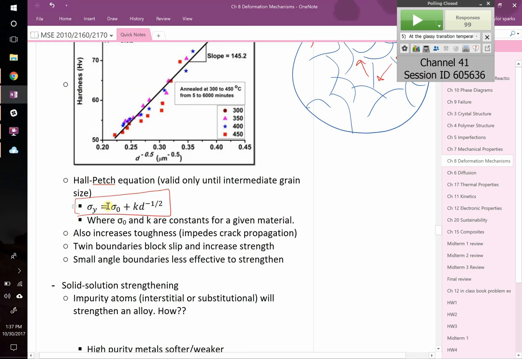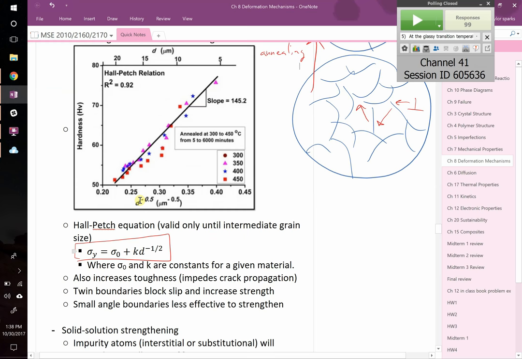Yeah, question? You said d was the grain size. d is the grain size, that's correct. Other questions I can answer about this Hall-Petch equation? It's one of these famous materials science equations you use a lot. Okay, we'll keep going.